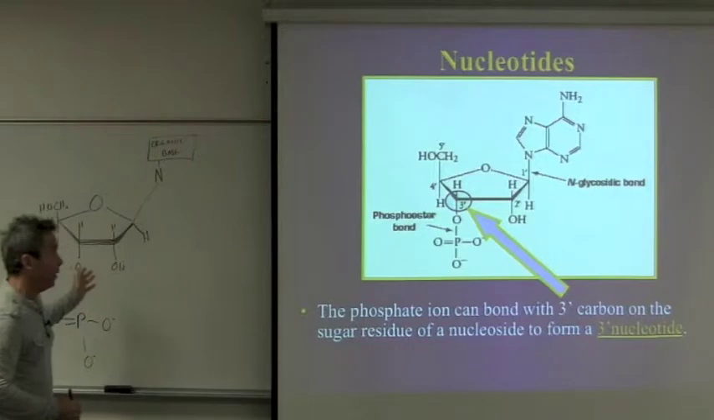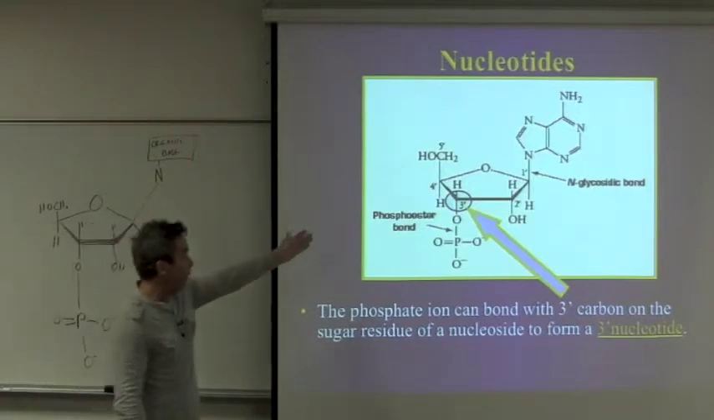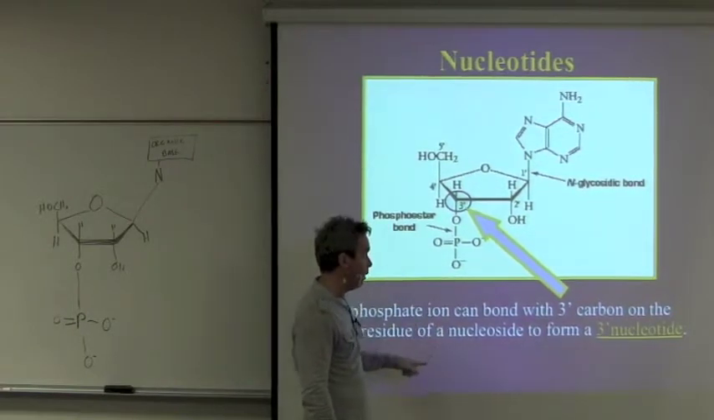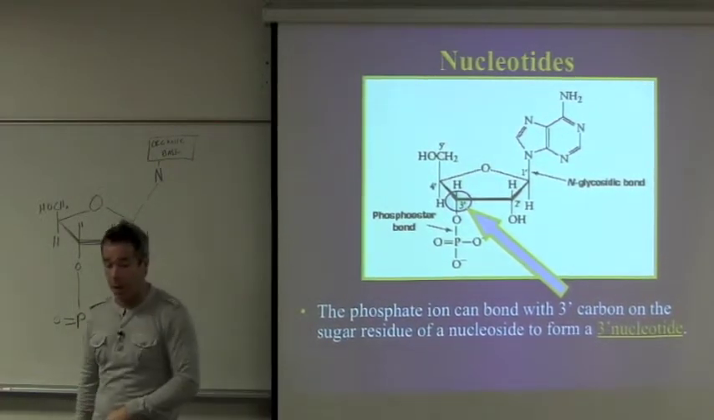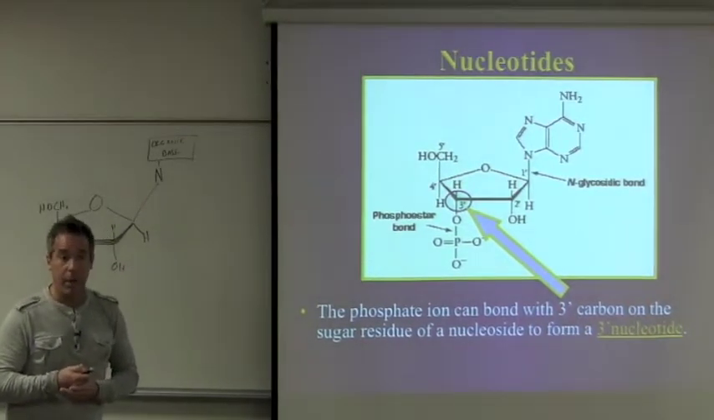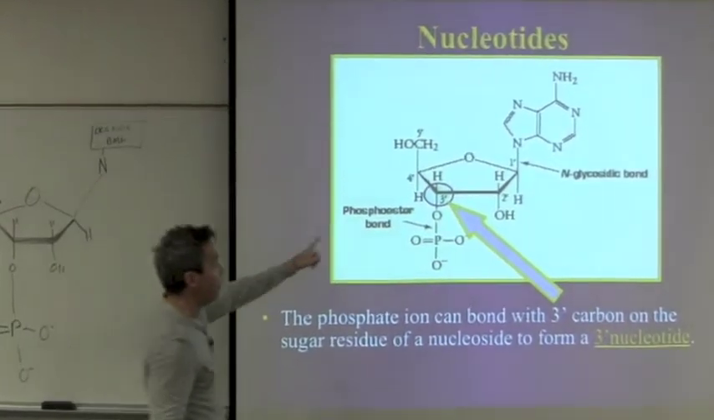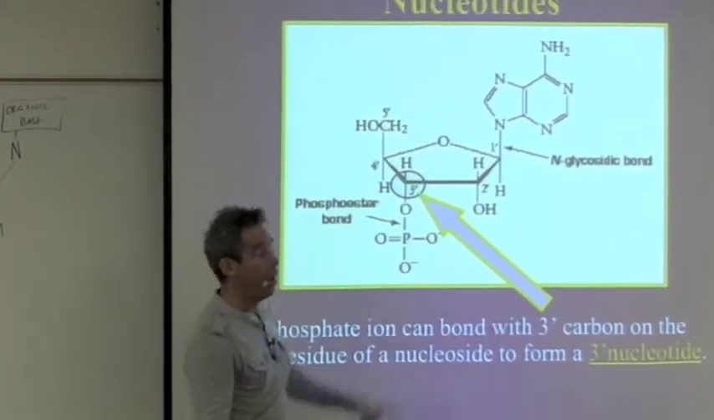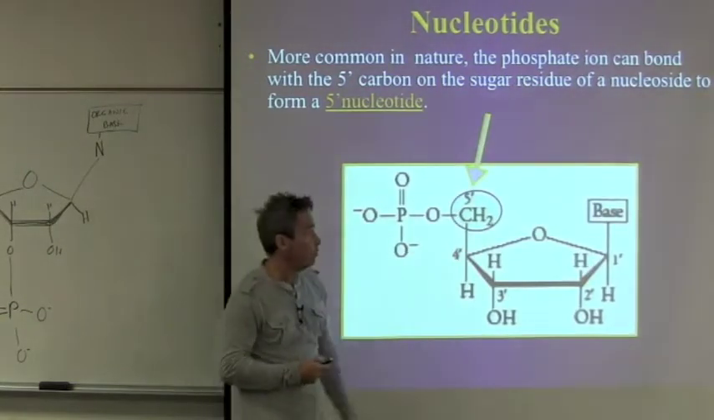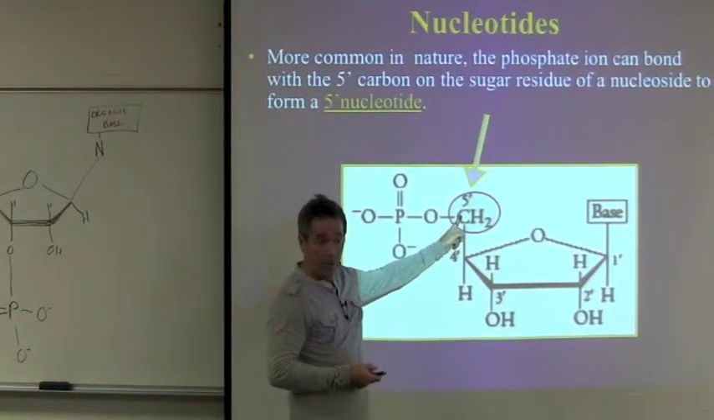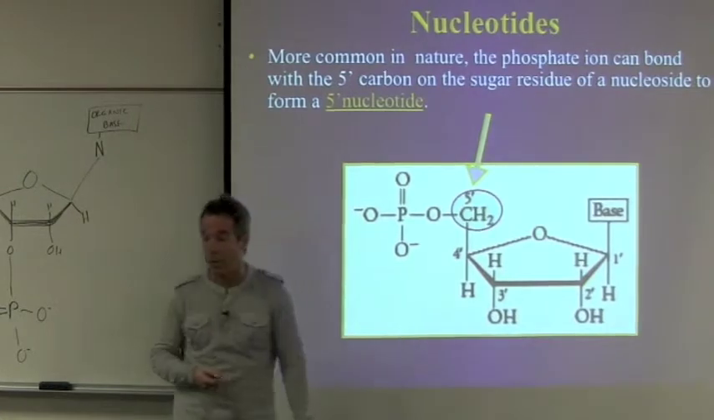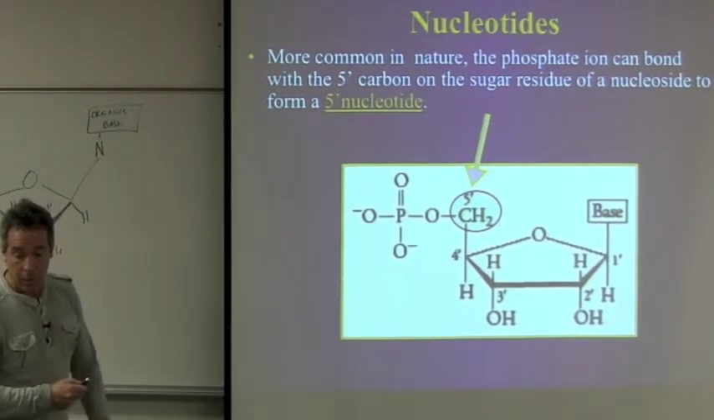In the example I did, and in this example, notice the phosphate bound to carbon number 3 in the sugar ring, the 3' carbon. We call that a 3' nucleotide. That's not always the case. Also in nature, we see binding to carbon number 5. Ribose is a 5-carbon sugar, so that's carbon number 5. We could see 5' nucleotides. For example here, if the phosphate is bound to carbon number 5, it's a 5' nucleotide. If it's bound to carbon number 3, it's a 3' nucleotide. We see both of those in nature.